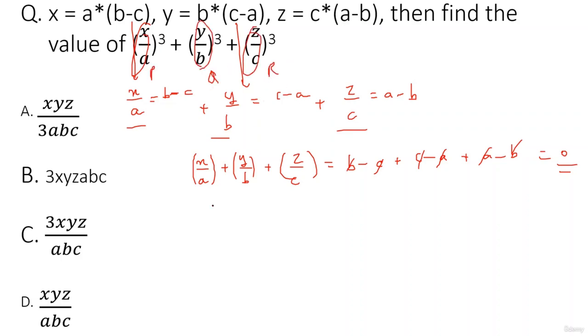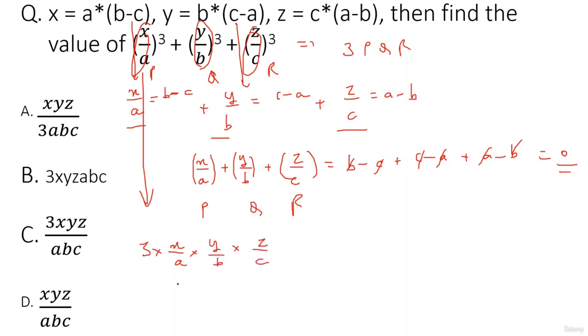Whenever p plus q plus r is 0, we studied that p cube plus q cube plus r cube is basically equal to 3pqr, right? That means, guys, for this question the answer is thrice of x upon a into y upon b into z upon c. So 3xyz divided by abc should be your answer. It is option C, right?